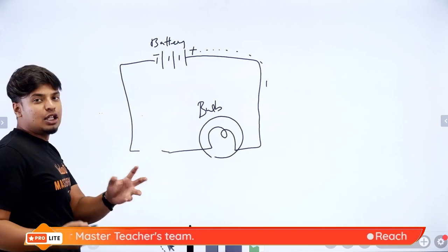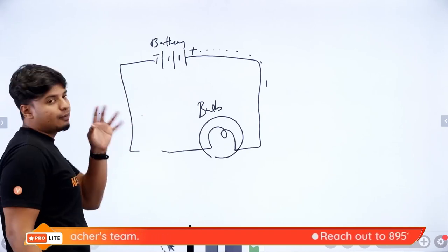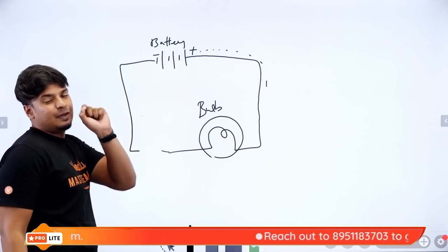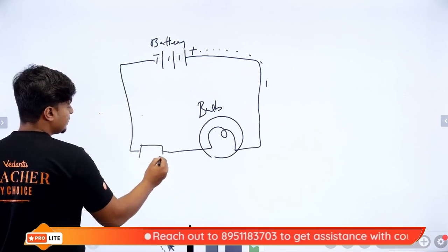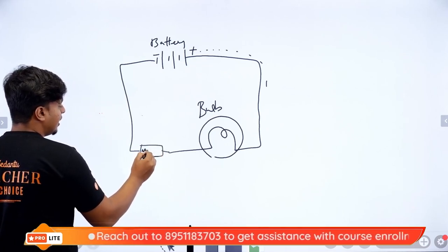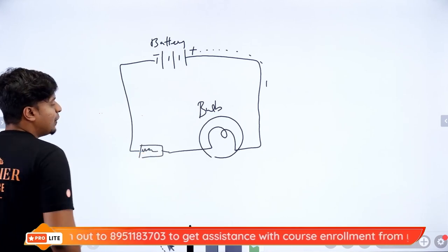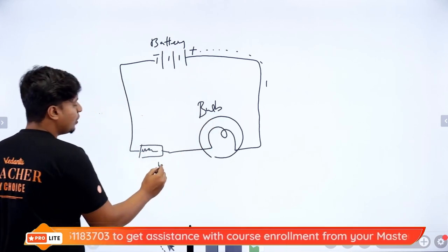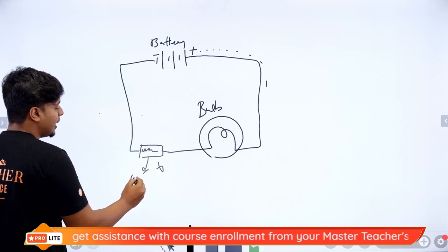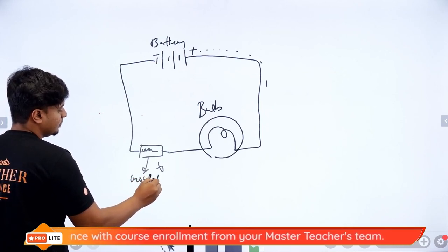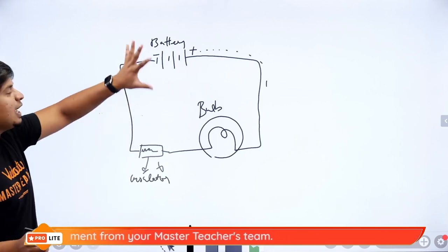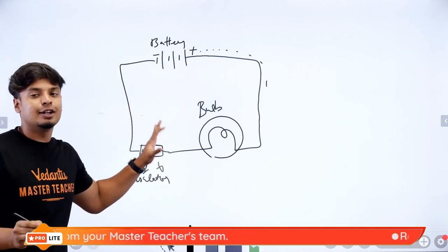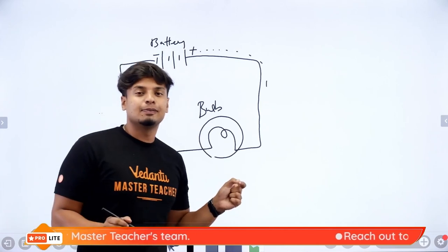For example, let's say you have to check if rubber, your eraser, is a conductor or not. You will keep your eraser like this. Now, do you think the bulb will glow? No, because this right here is an insulator. Now, similarly, we're going to make use of the same tester to test for liquids.